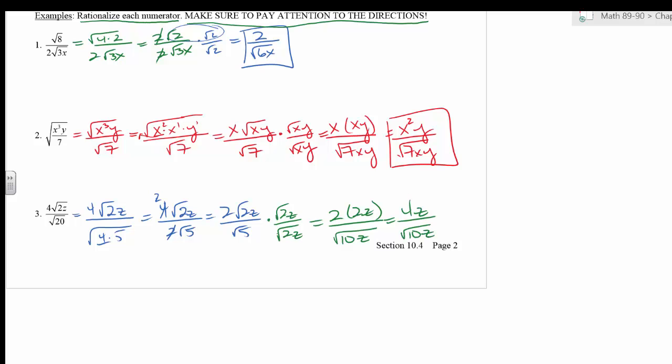You cannot cancel those z's. You cannot cancel that 4 and 10 because the z and the 10 are inside the radical. They're not really a 10 and a z. It's the square root of that.